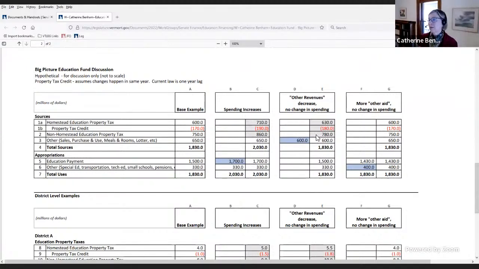And then the final example is that there's more other aid, more categorical aid, but there's no change in spending. And so the other line here, the 330 million, has gone to 400 million. And if the total budget hasn't changed, you're just providing more aid through categorical aid, for example, transportation or small schools or tech ed, and total spending hasn't changed. There's actually no real change in the revenue. It's just how the aid has gone to towns. And this is making a big assumption that it's all proportional town by town. But it's just to let you know, if the total spending isn't changing, total taxes are not changing either. And it's a hard thing, when you get into the town by town printouts, to separate all these different pieces. So that's why I'm walking through this big picture.